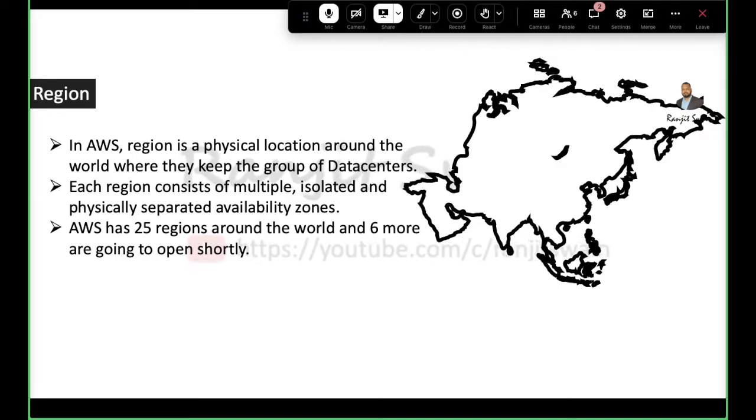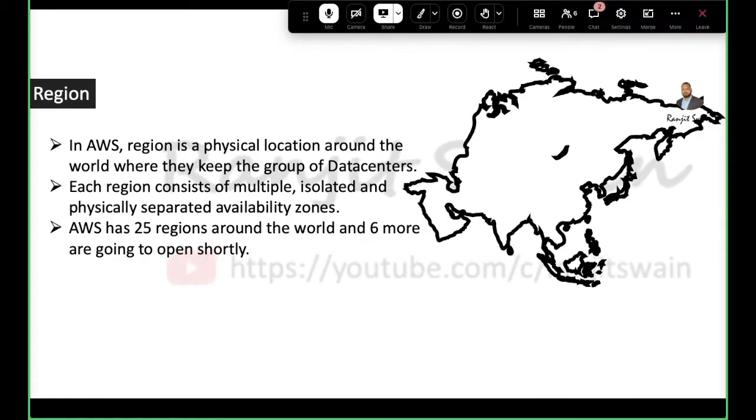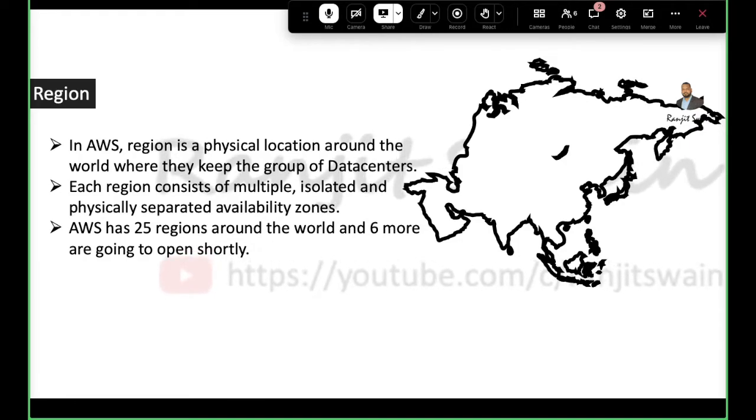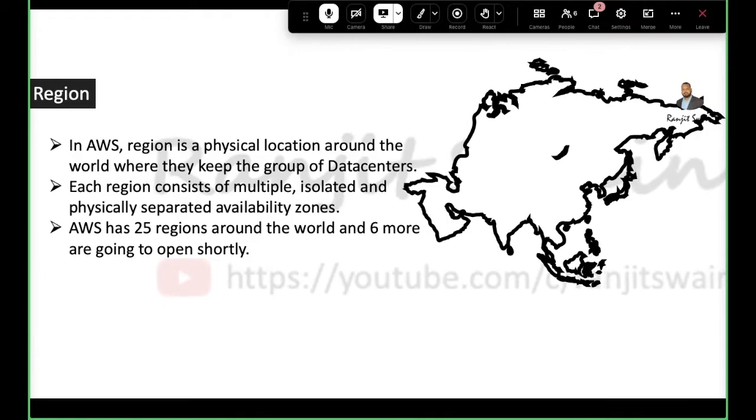You may get questions, what is a region? Whenever you use any cloud, you should understand the region. There are lots of terms, we'll just go with that. In AWS, the region is a physical location around the world where they keep a group of data centers. Remember, a group of data centers.